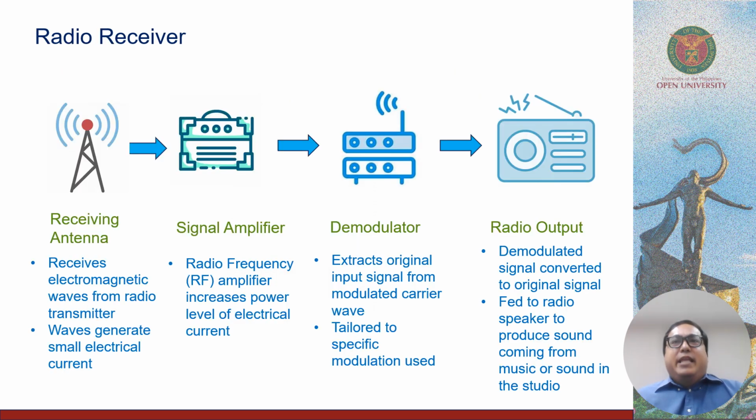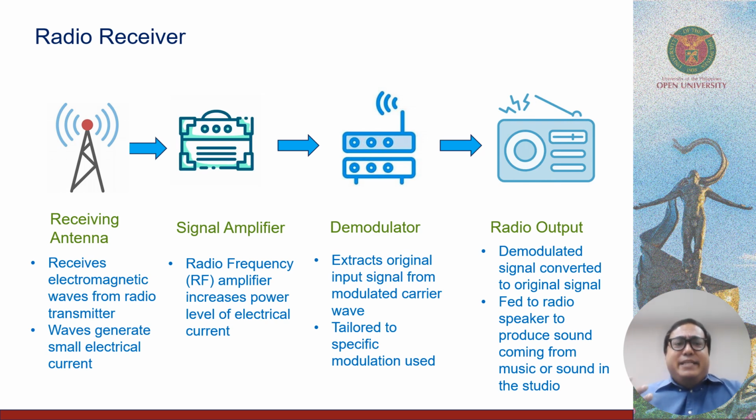So after the antenna has transmitted the audio signal, there is also the receiving antenna that is mounted in a radio setup. So the receiving antenna obviously receives the electronic waves from the radio transmitter, and these waves are generated through a small electrical current. So this is how the signal is being heard in the radio of a listener.